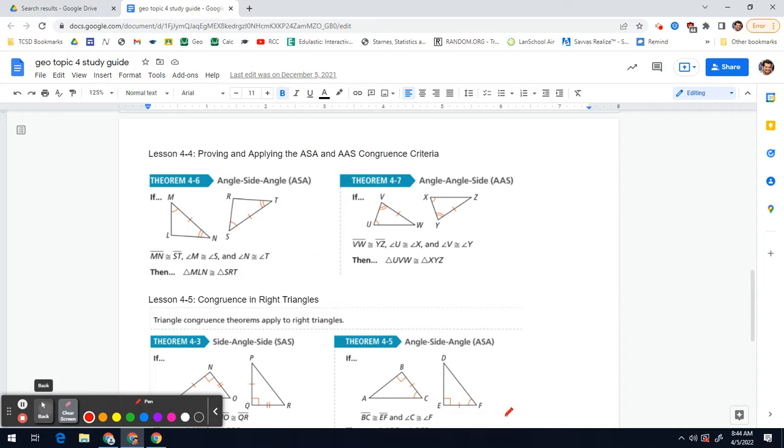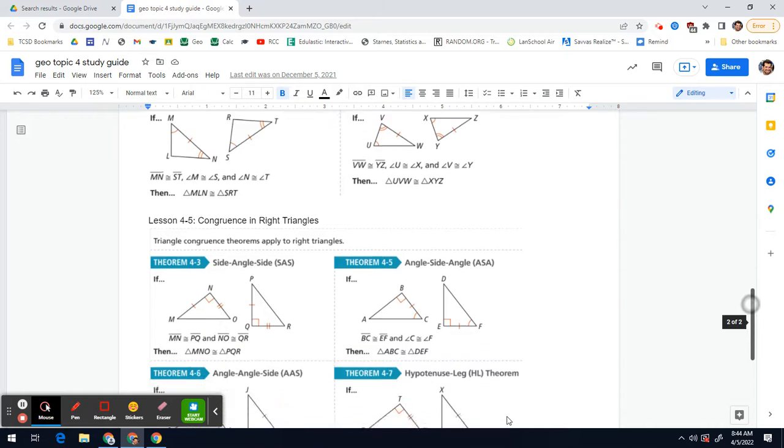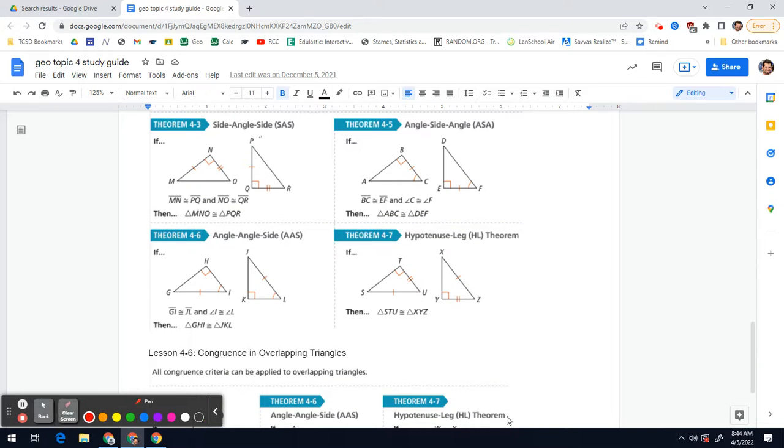And then last but not least, in your right triangles, you can of course use the other side-side-side or side-angle-side, but there's a special one called hypotenuse leg. If you know the hypotenuses are congruent and a pair of legs are congruent, and that they're right triangles, then you can use HL. Now this would technically be side-side-angle, which is not one of the ways. But because it's a right angle, we allow it and call it HL.